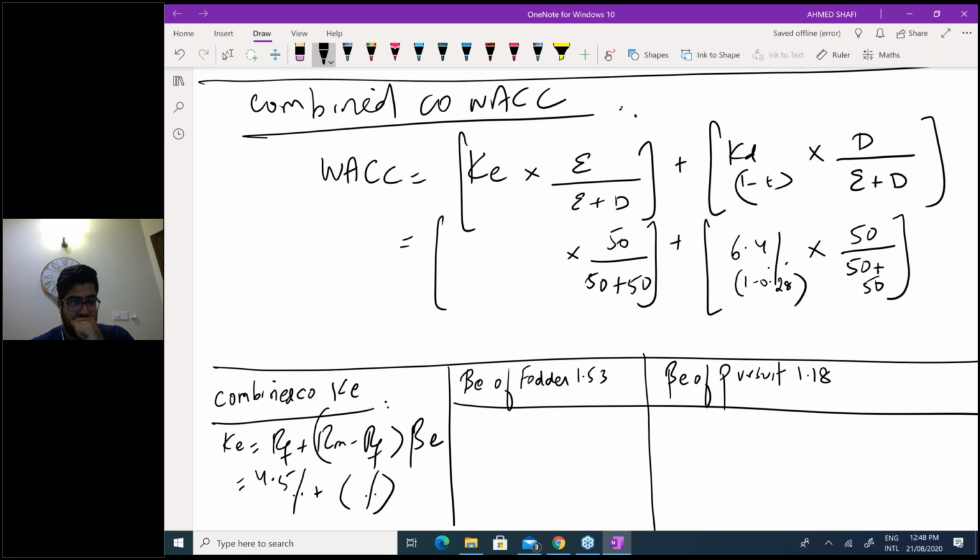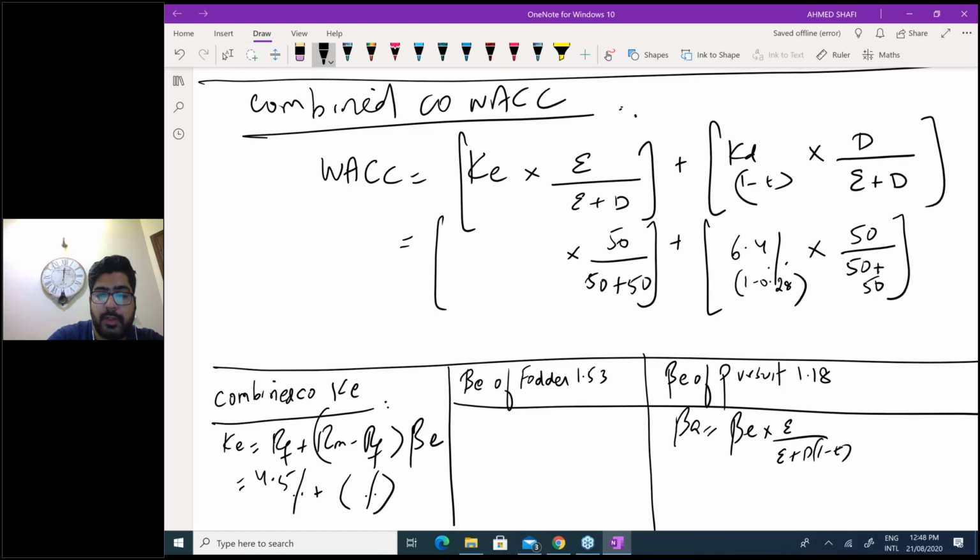The question states it can be assumed, not for beta equity, that the beta asset of the combined company is the weighted average of the individual asset betas. We don't have individual beta assets. We have individual beta equities. So we will first ungear them to get the individual beta assets. You know the equation given in the formula sheet as well.